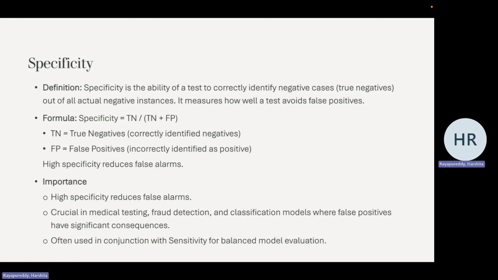It's also used in conjunction with sensitivity for balanced model evaluation, because sensitivity is seeing how many true positives there are, and specificity is seeing how many true negatives there are. So you really know what is going on with your data set.